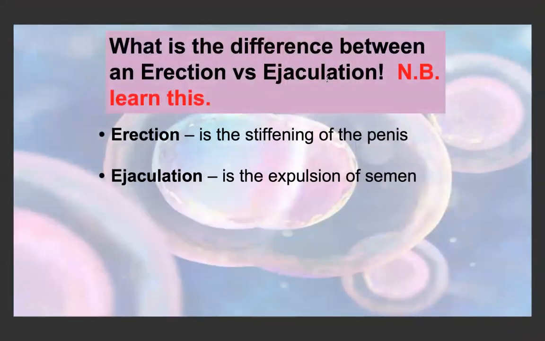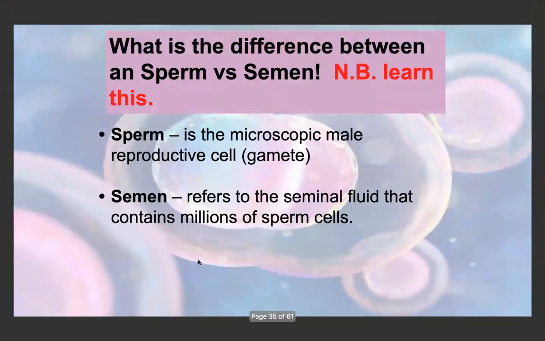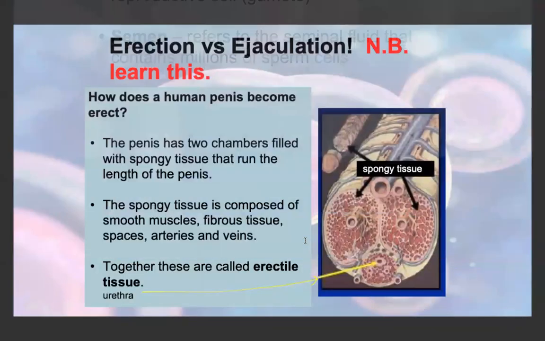The difference between erection and ejaculation is quite important to know. Erection is when the penis stiffens and becomes hard, it lengthens. Ejaculation is when the semen is actually expelled out of the male body, or out of the penis. And again, the difference between sperm and semen is also very important to learn. Sperm is the microscopic male reproductive cell. So sperm is the actual gamete. We know it looks like a little head with a tail. Whereas semen is a seminal fluid containing millions of sperm cells. Semen is a seminal fluid coming from the Cowper's gland, the prostate gland, and the seminal vesicles. And it also contains sperm cells.